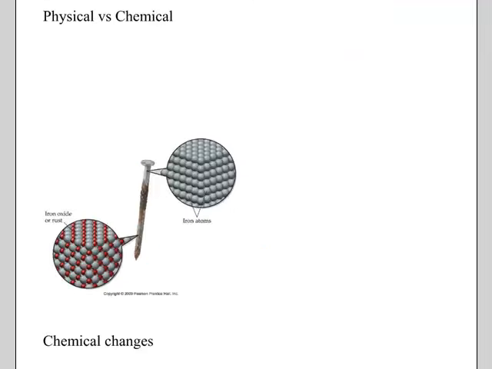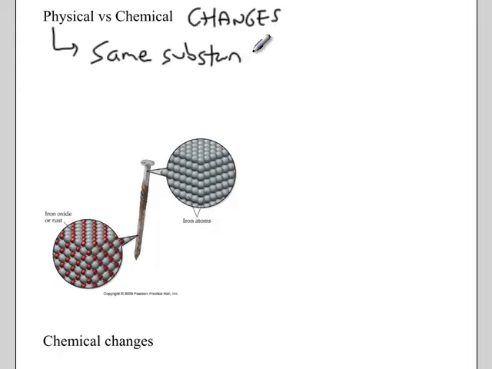This type of reaction leads us to our next topic, which is looking at changes and identifying whether they are physical or chemical changes. A physical change is a change in which you end up with the same substance that you started with. So at the beginning of the reaction and the end of the reaction, you still have the same substance.